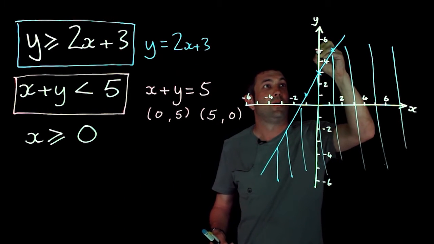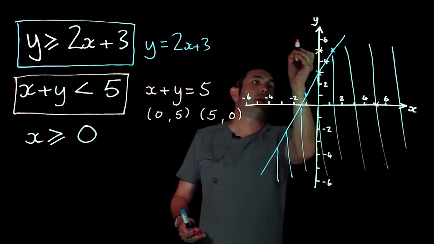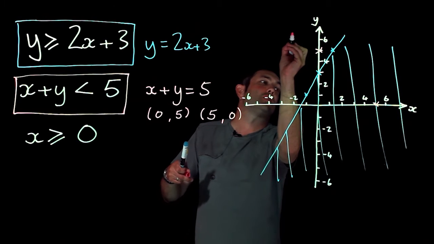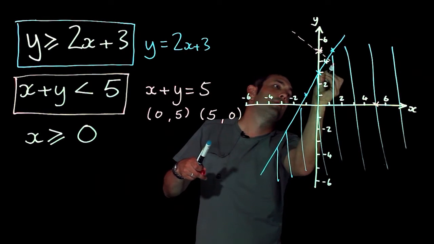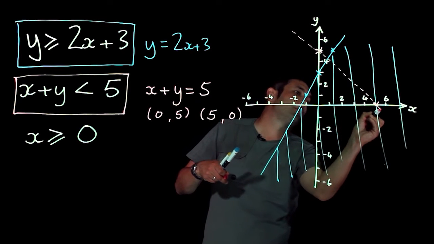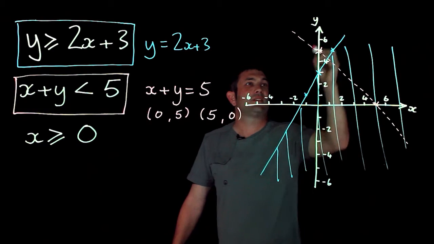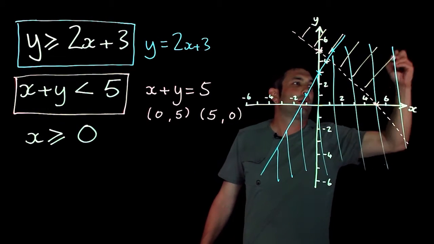I'm going to have a point there and a point there. And because it's not equal to as well, I'm actually going to draw a dotted line going through there. So there we go. You'd obviously use a ruler in your exam. And I want what's less than, so anything above the line, I'm going to get rid of.